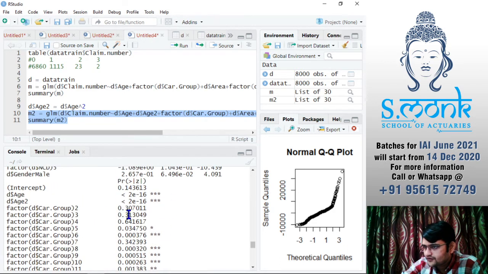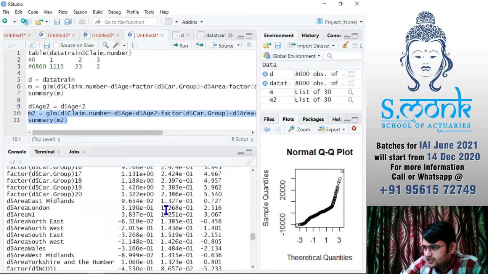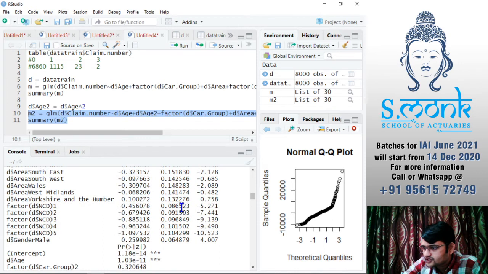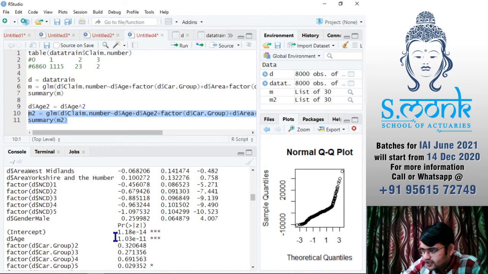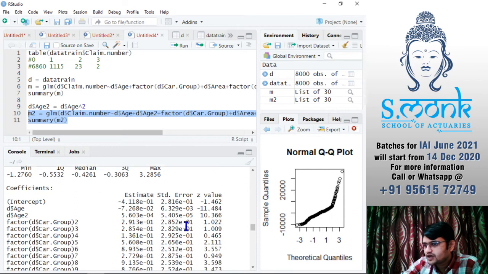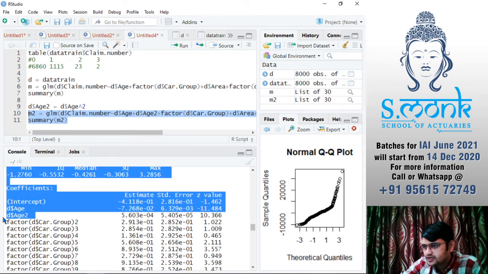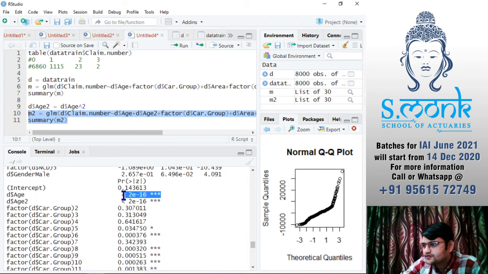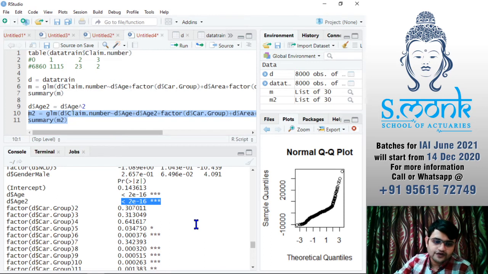Now here I have age as well as age 2. Now see, in our previous interpretation, if you see the p value of age was 1.03 10 raised to minus 11. So it was already very significant. If we see here, if we add another variable age square, our p value for both of them is now much less. That means this is much better fit.